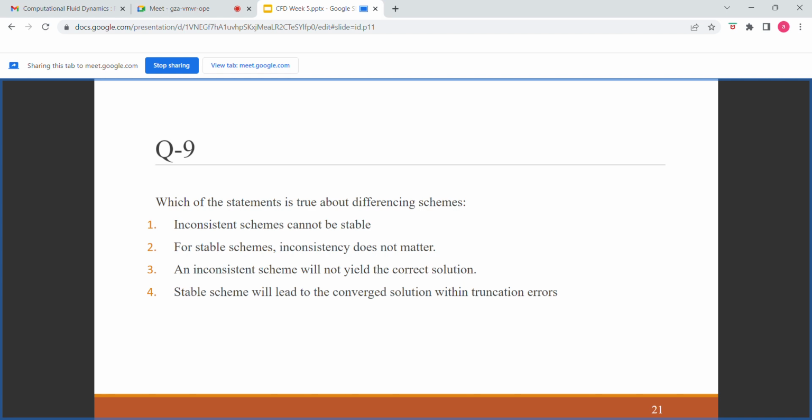First of all, when the scheme is inconsistent, it will not be yielding the correct solution. Only option 3 is right. Inconsistent schemes cannot be stable, and for stable schemes, inconsistency does not matter, are not true. Stable schemes will lead to a converged solution within truncation error. The answer to this question is that an inconsistent scheme will not yield the correct solution. It is always true, whatever be the case.